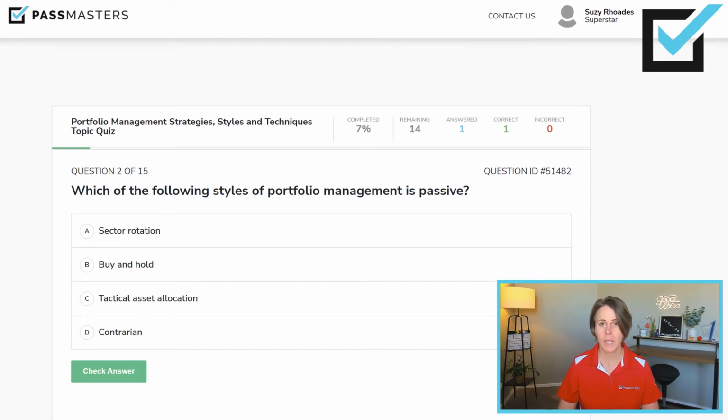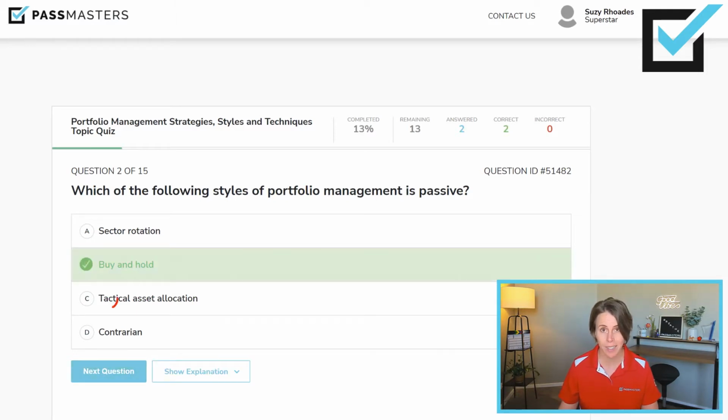Which of the following styles of portfolio management is passive? Sector rotation, buy and hold, tactical asset allocation, or contrarian. So passive means there's not going to be a lot of trading going on. Of those, the one that's passive is buy and hold. Tactical asset allocation is active. Look at it. It has the word act right in it. Buy and hold is passive.